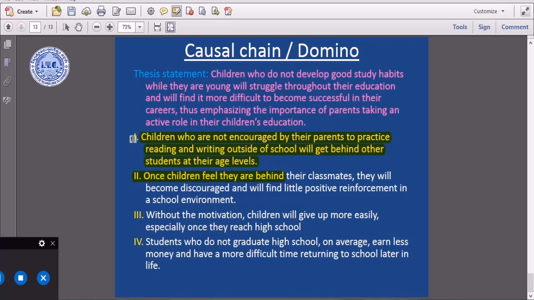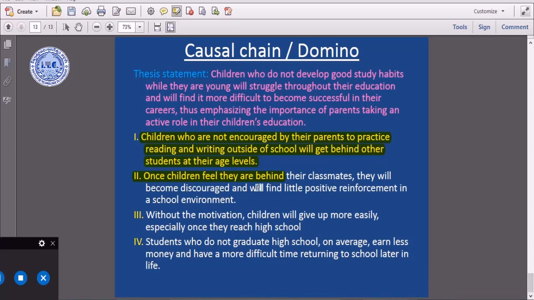Domino means one cause happened that led to another cause. So number one, the first, and then it led to the second one. Number one, no encouragement from parents. Number two, they feel behind their classmates, and without motivation, children will give up easily when they reach high school, and then they don't graduate from high school. On average, they earn less money, and they find it difficult to return to school later in life. They cannot go to the university level.